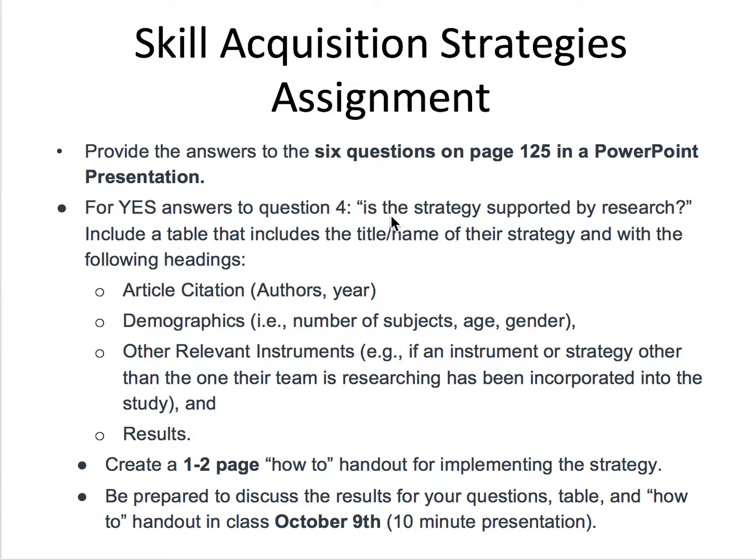Then you will provide that table of information that you saw in the presentation, and then also create that how-to handout. So think about your peers that are in the class. They're learning about a new strategy that you're sharing with them. Create for them a 1 to 2 page how-to handout that they can take and easily have the information they need to implement that strategy in the classroom. And then again on the 9th, we'll have time to each share our strategy and our how-to handout.